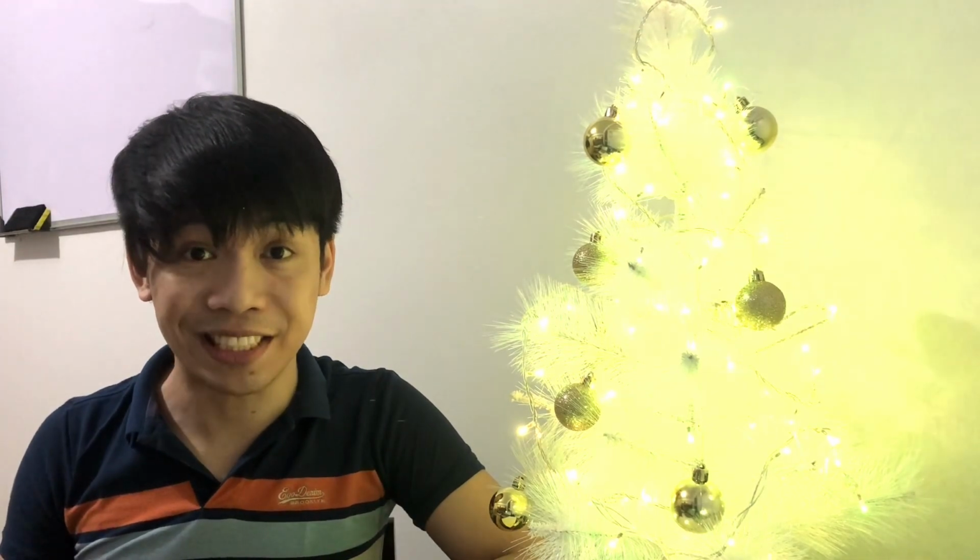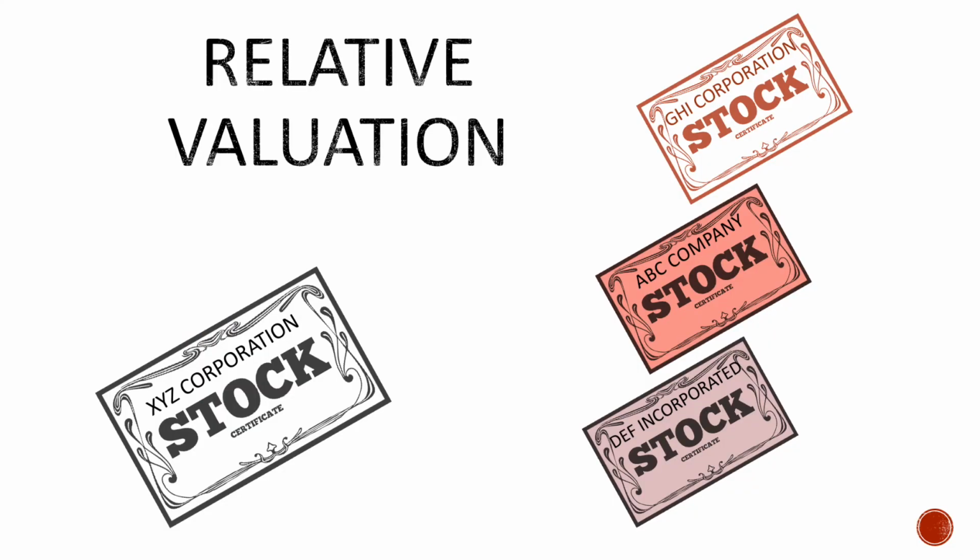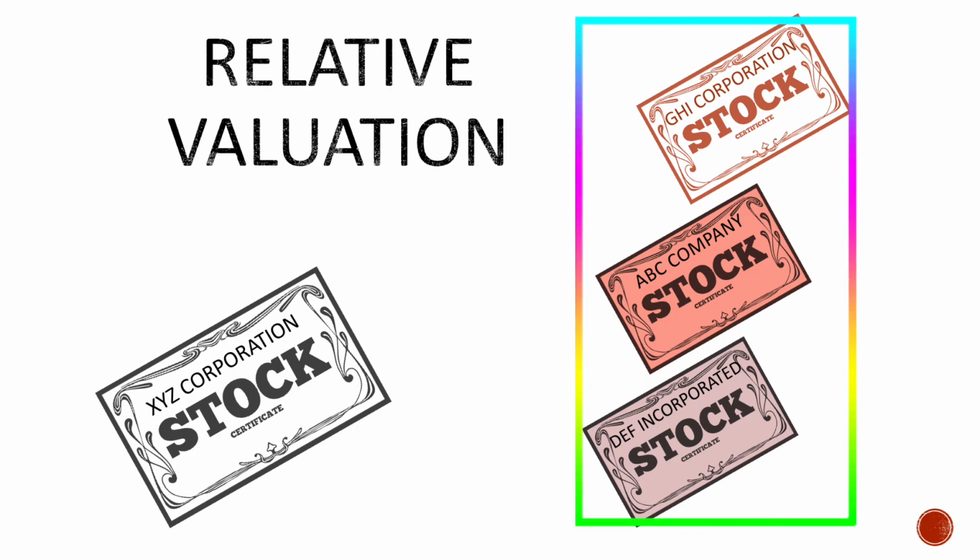Let us say that XYZ is a telecommunications or telco company. What we have to do is to look for other telecom or telco companies in the market, preferably the ones that have market prices. So let us say we have the following: GHI Corporation, ABC Company, and DEF Incorporated. We assume that these are the telco companies with available stock prices in the market. This seems to be an easy step. However, for other companies, this is not as easy.